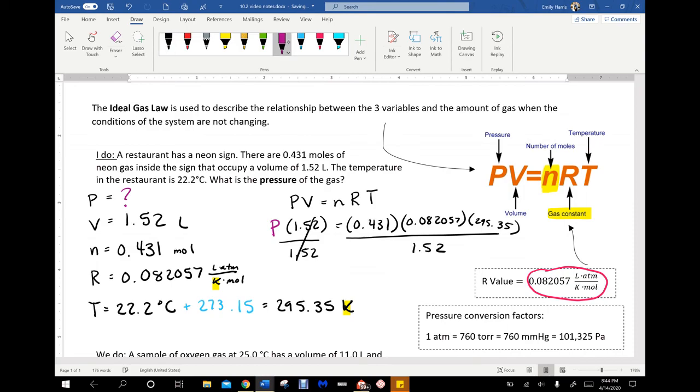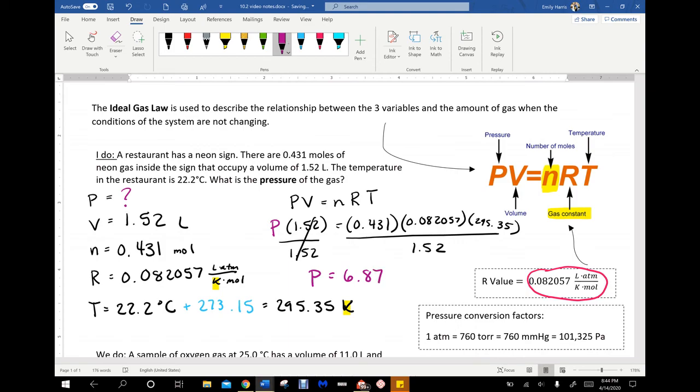Now let's get our calculator and do some math. We'll take 0.431 times 0.082057 times 295.35, and then we'll divide all of that by 1.52. For our pressure, our lowest number of sig figs is 3 sig figs. So the pressure we're getting is 6.87.